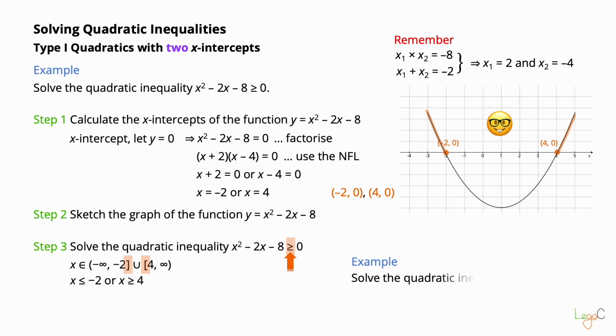Here is another example. Solve the quadratic inequality x squared minus 2x minus 8 less than 0. So we can clearly see that x is an element of (negative 2, 4). Notice the round brackets, and that is because we have less than. There is no equal sign. This can also be written as negative 2 less than x less than 4.